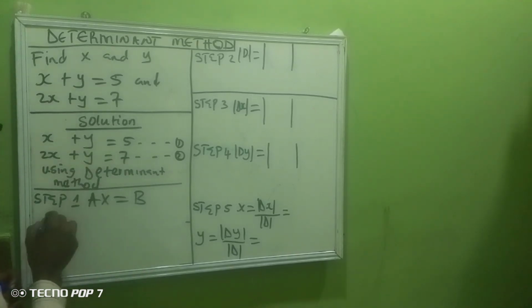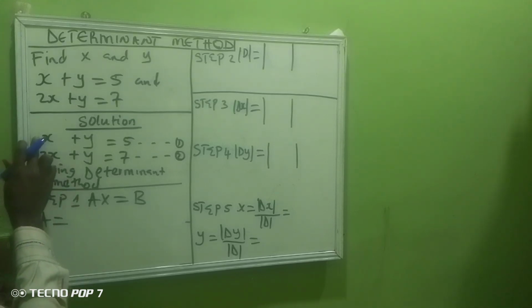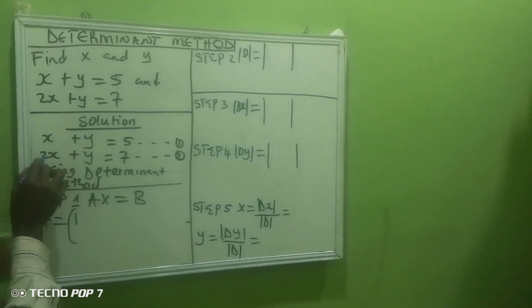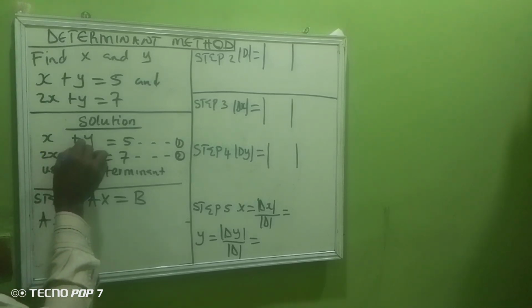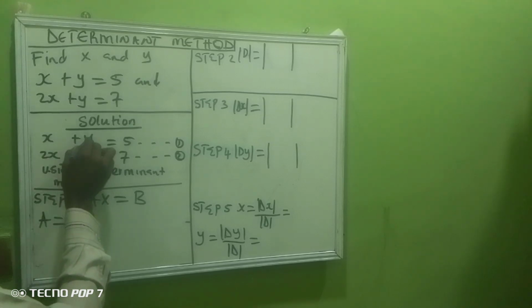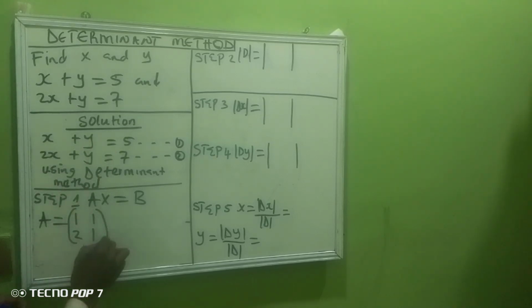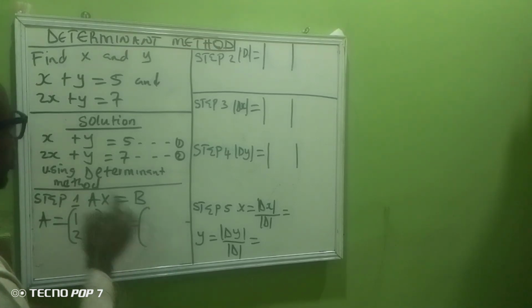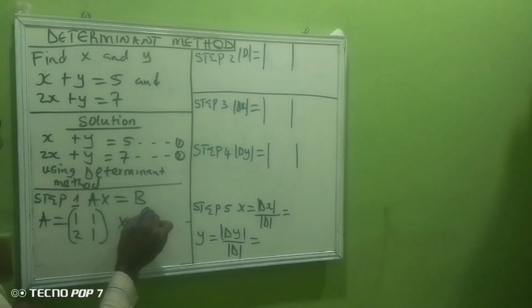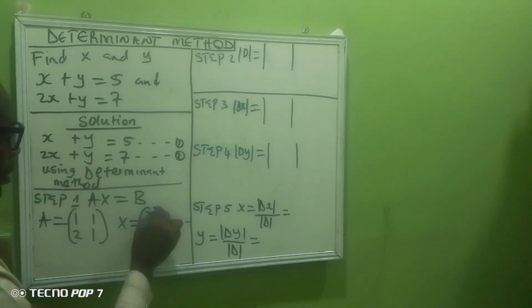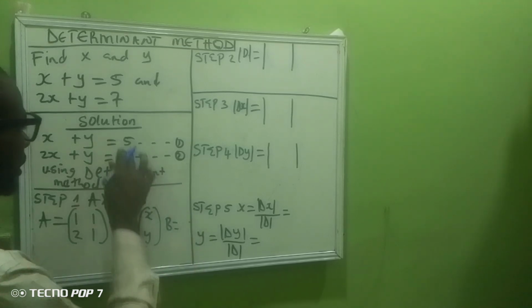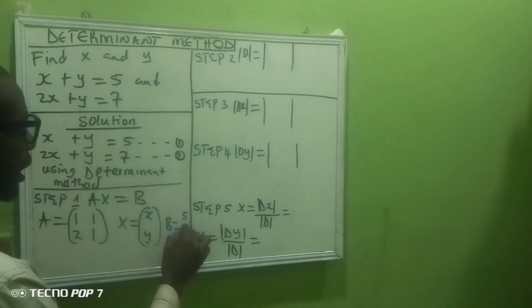What does this A stand for? A stands for the coefficients. The coefficient of x here is 1, to form a new matrix. The coefficient of x here is 2. The coefficient of y here is 1. The coefficient of y here is 1. What does this X stand for? The X stands for the two unknowns, which are x and y. We are going to represent it in a column matrix. Then the letter B stands for what? The right-hand side, which is 5 and 7.